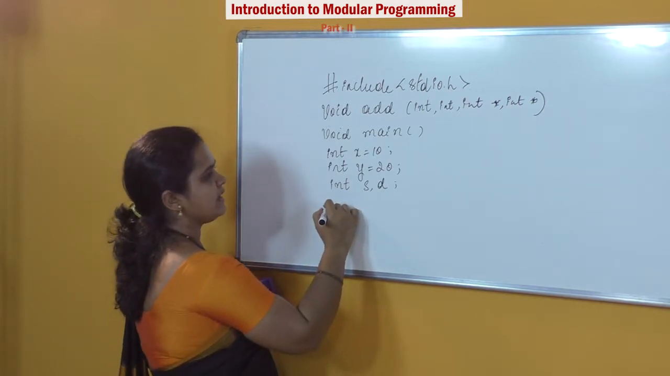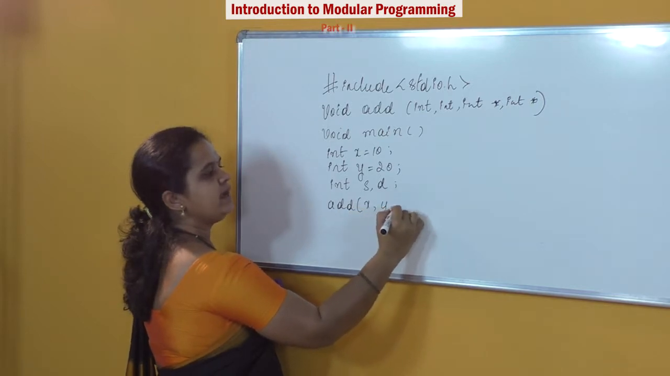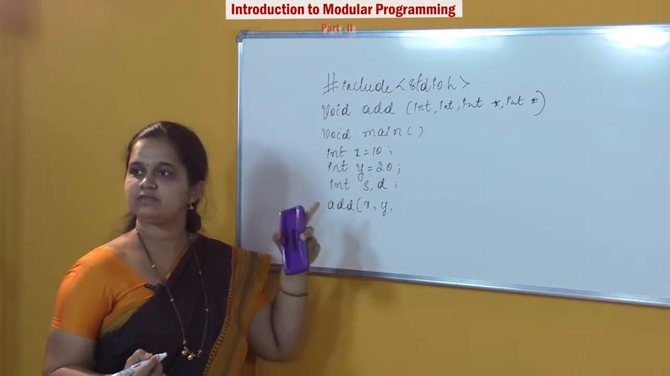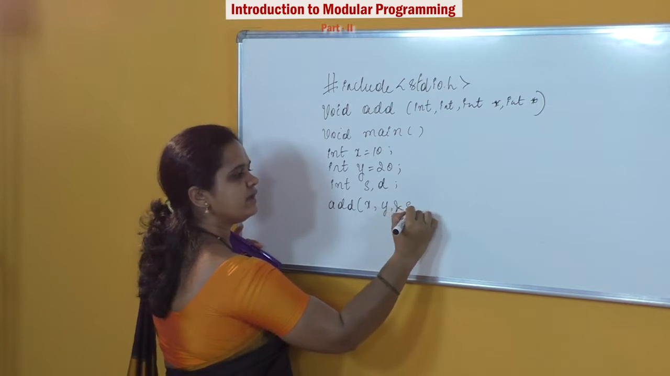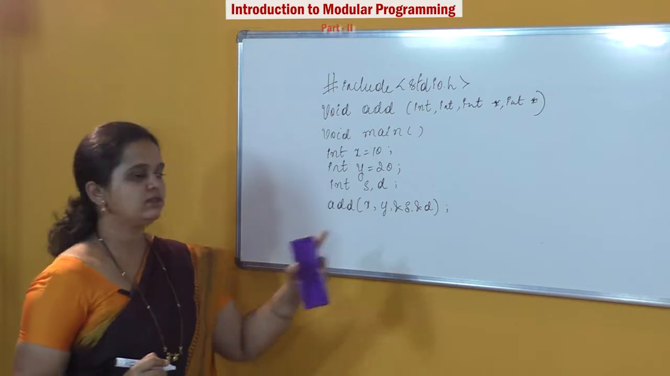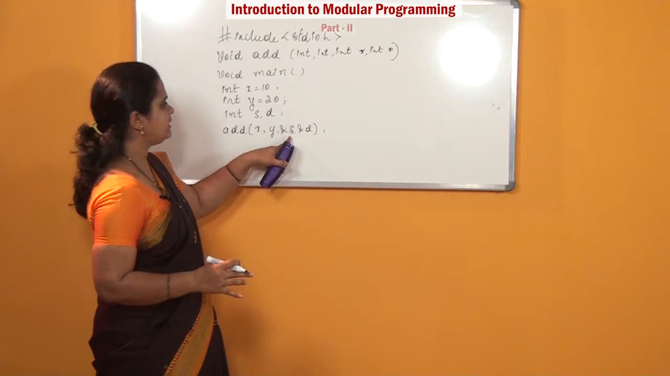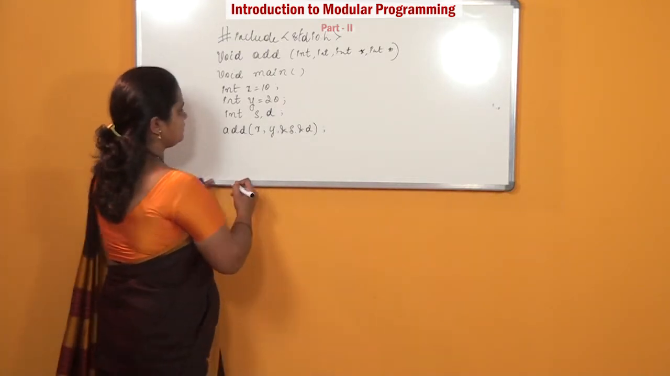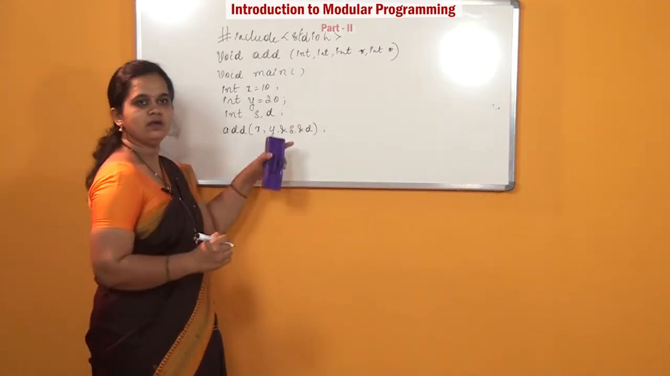That is, the function is add. I am passing the values x and y, and what you have to concentrate on here is that I am not passing the values S and D, but I am passing the address of S and address of D. So the variable values are not passed, it is actually the address which is tackled here. So we'll continue this later, we'll go to the function and continue there.